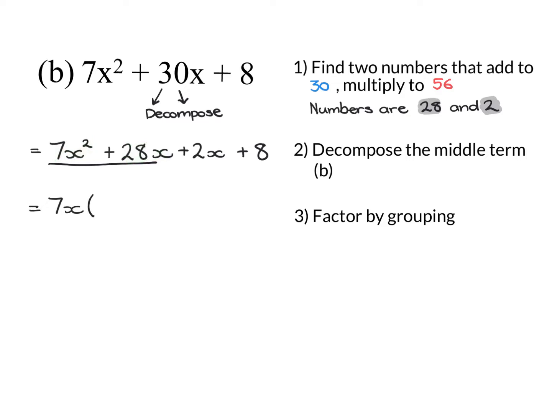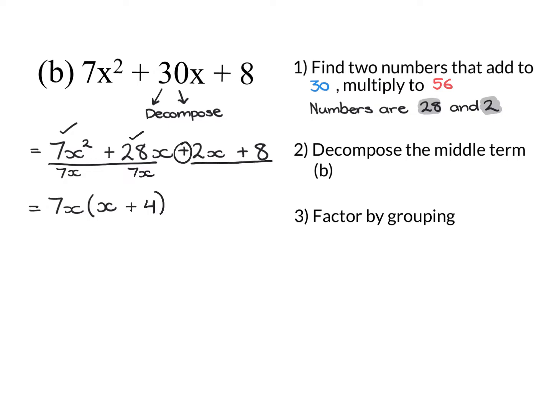Okay, so now our greatest common factor is there, so let's divide everything by 7x. So 7x squared divided by 7x is x, and 28x divided by 7x is just positive 4. Okay, now we close the bracket. All right, now let's move on to the other two, and let's factor these two together.